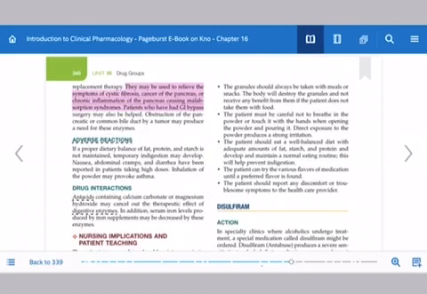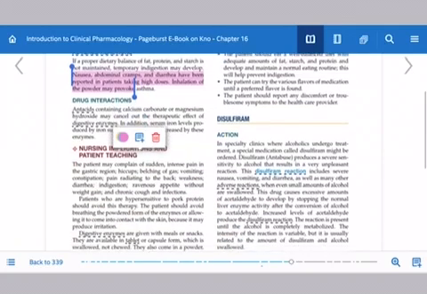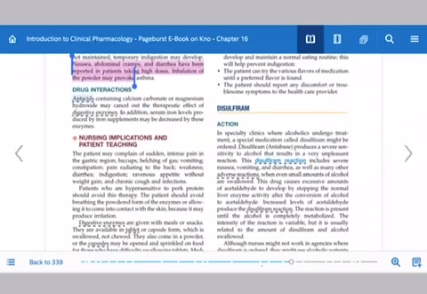Adverse reactions: nausea, abdominal cramps, and diarrhea have been reported with these patients. And drug interactions, once again, antacids may cancel out these medications.